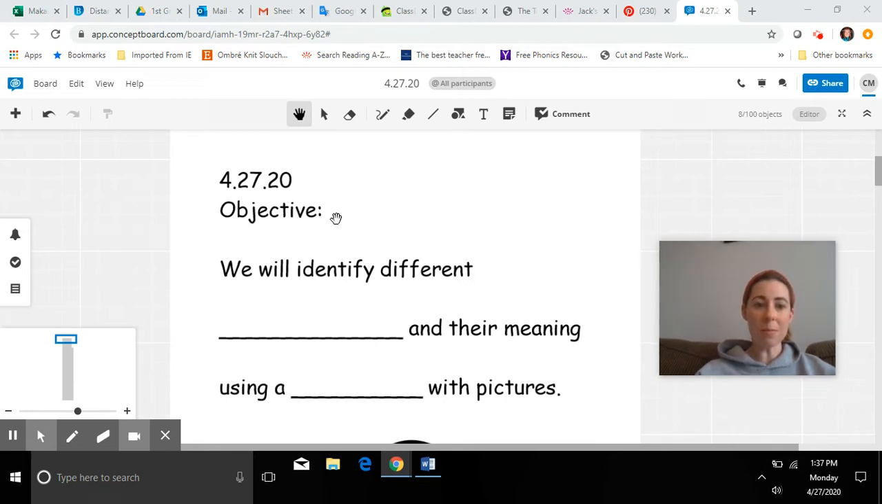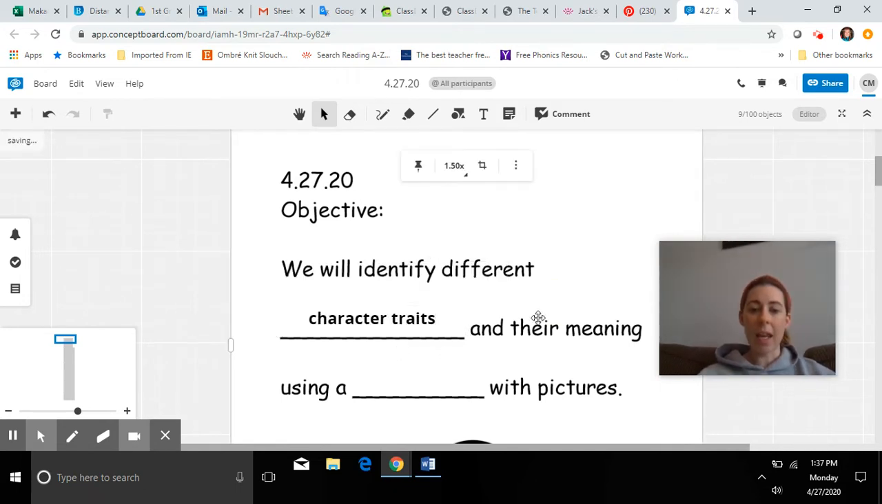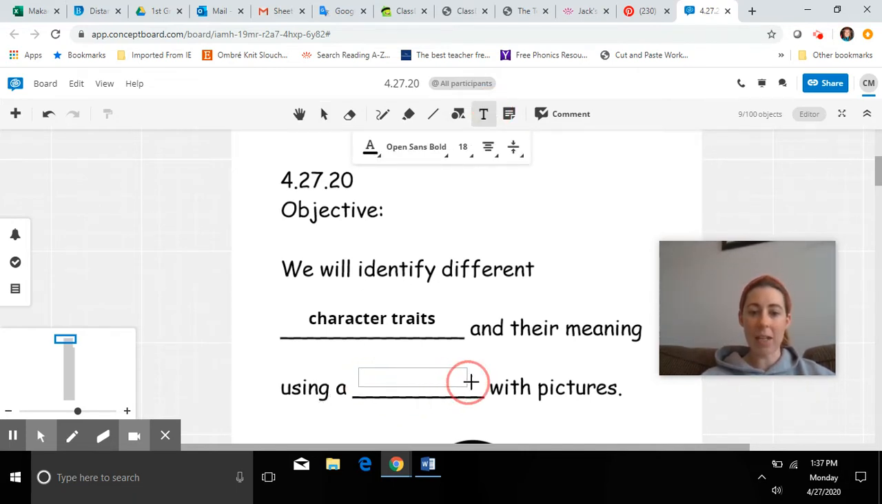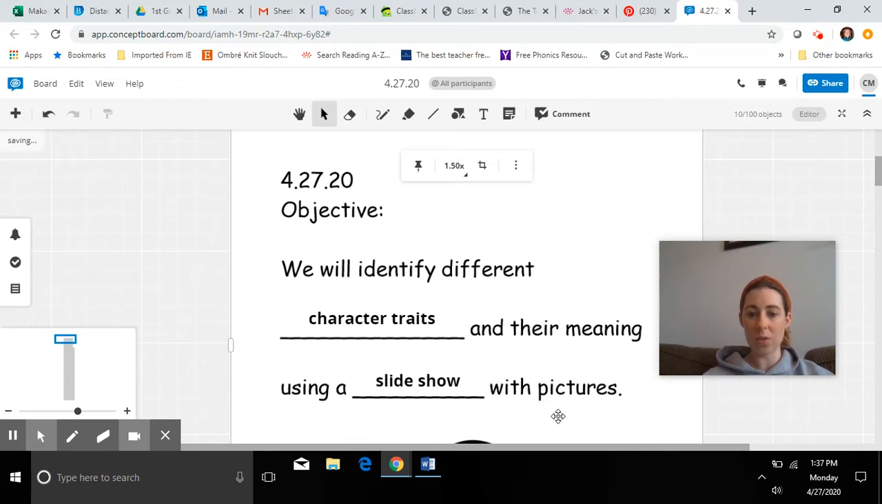Okay, so here is our objective today. It says, we will identify, that means to find, to look for, different. The words we're going to be learning today are called character traits. Can you please say that? Character traits. And their meaning. So we're going to learn the words and then we're going to learn what they mean using, today we're going to be using a slideshow with pictures to help us.